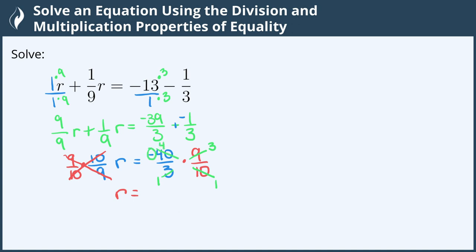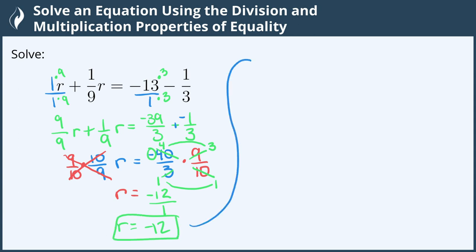And don't forget, we still have this negative. So we have negative 4 times 3, which gives us negative 12. And 1 times 1, which is 1. And negative 12 divided by 1 is negative 12. So the answer is negative 12. We could also go back and check this by putting it into the original equation. So we get negative 12 plus 1/9 times negative 12 equals negative 13 minus 1/3.